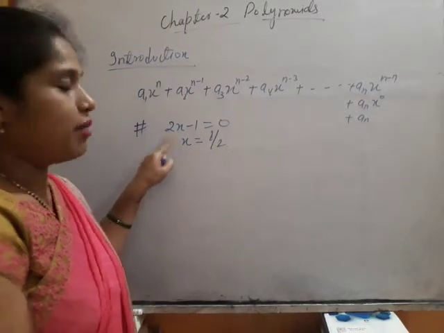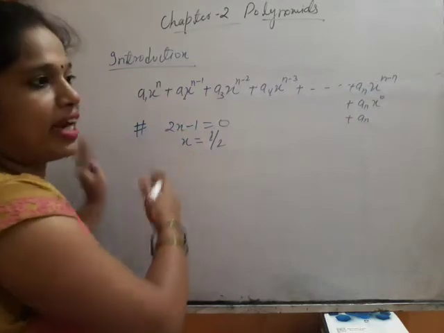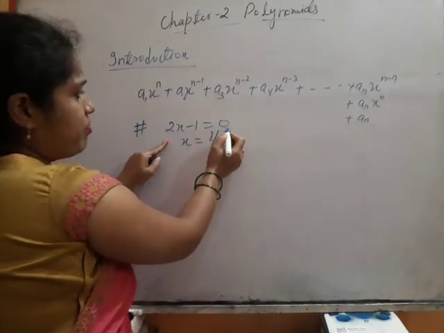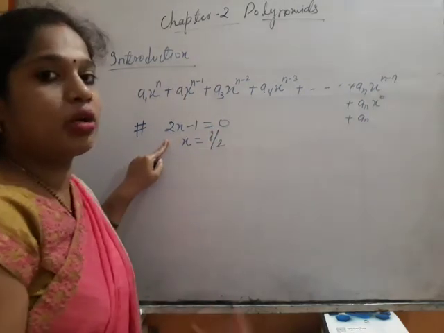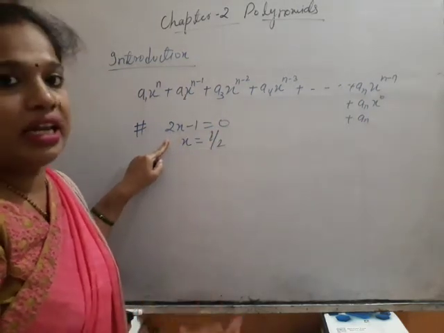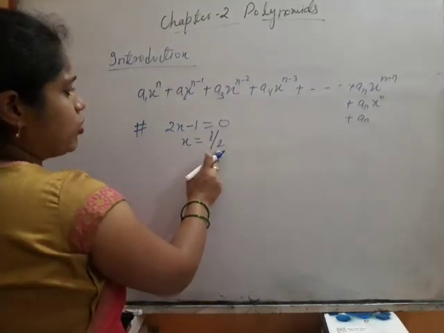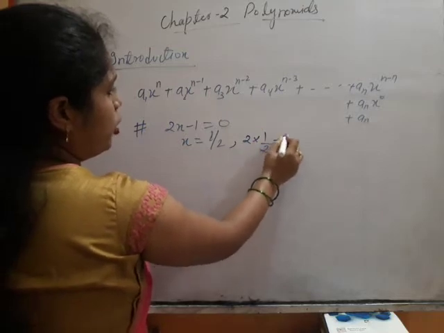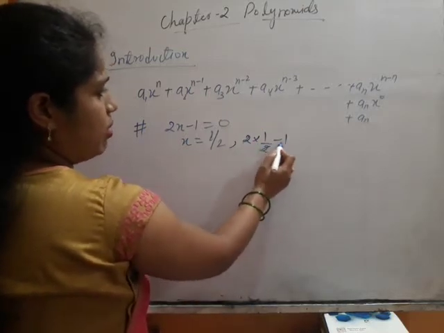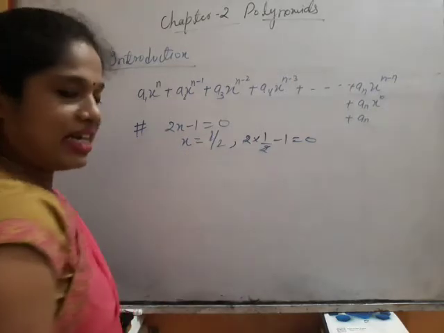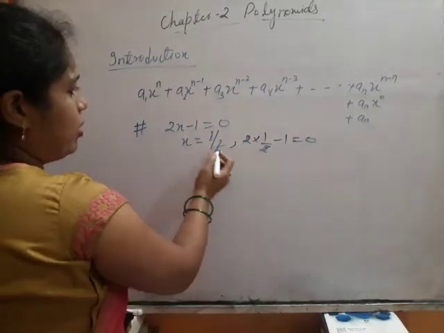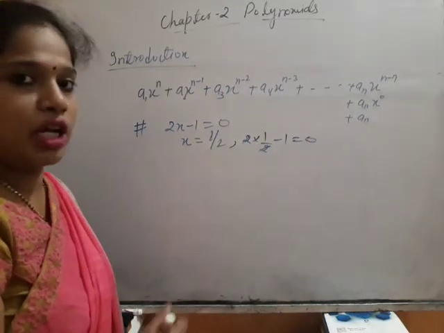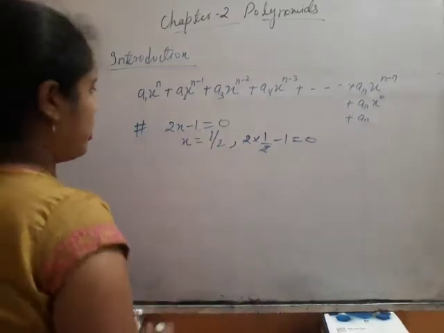Satisfying means that when we put this value of x, we will get the left hand side as 0. And I have equated it with 0 because now it becomes a linear equation. Now x equals 1 by 2 will satisfy it. Let us put 2 into 1 upon 2 minus 1. 2 will get cancelled, plus 1 minus 1 will give us 0, which is our right hand side. So this only value of x will satisfy this equation, which is a linear polynomial or linear equation.